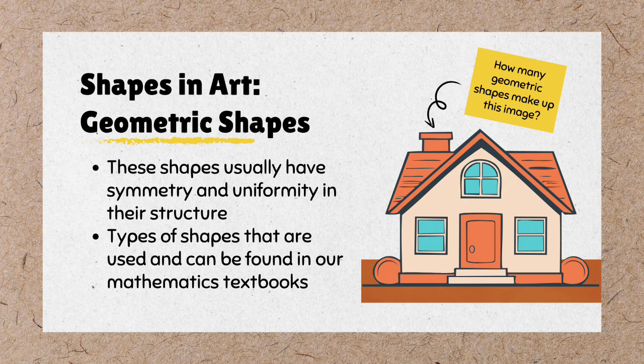These shapes usually have symmetry and uniformity in their structure. They appear to be perfect, precise, and regular. They usually have specific names associated with them. Just like the example on the slide, you can easily name what kind of shapes are used to create an image of a house. We have triangles, squares, circles, rectangles, etc.